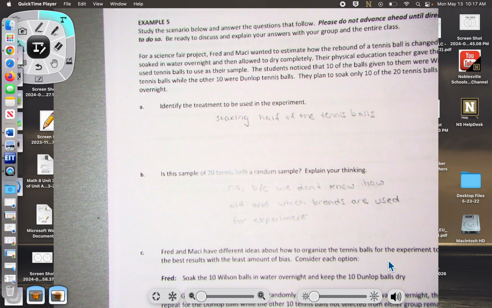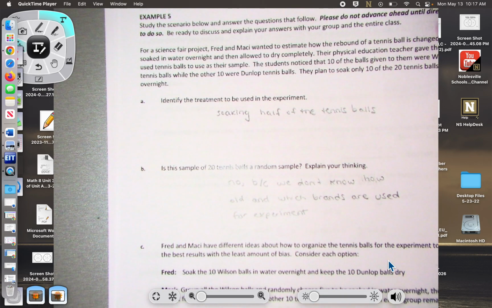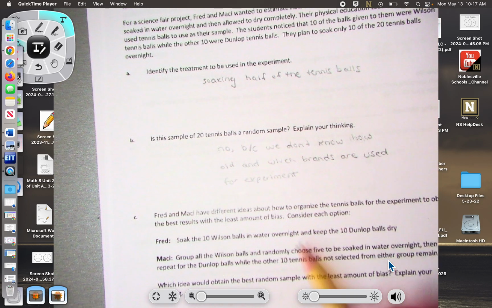Okay, so they have different ideas about how to organize them for the experiment to obtain the best results. Fred thinks you should soak the 10 Wilson overnight and keep the 10 Dunlop dry. Macy says group all the Wilson and randomly choose 5 to be soaked overnight, then repeat for the Dunlop, while the other 10 that are not selected remain dry. Which idea would obtain the best random sample?